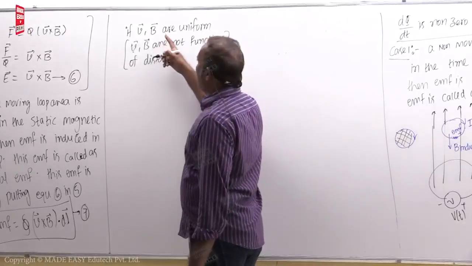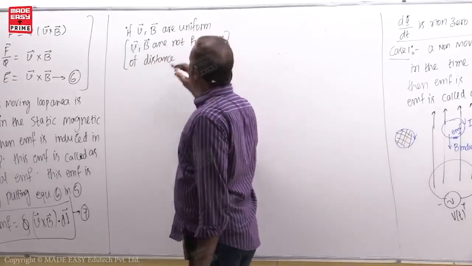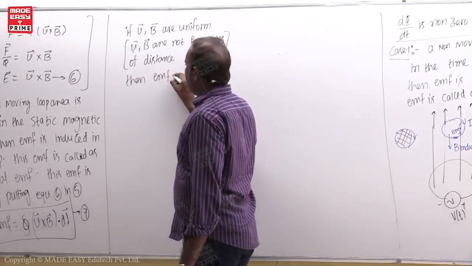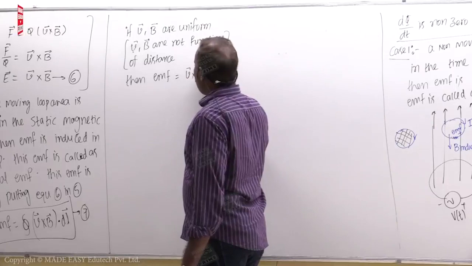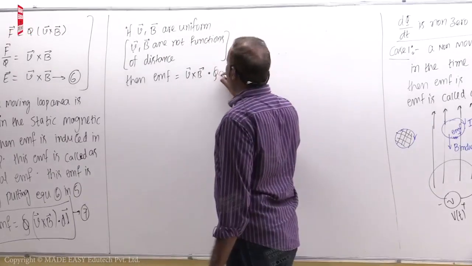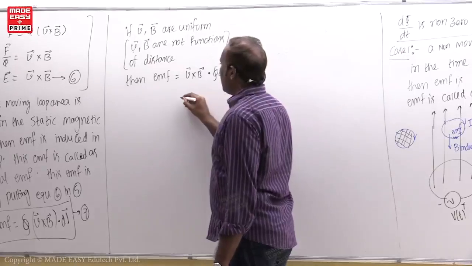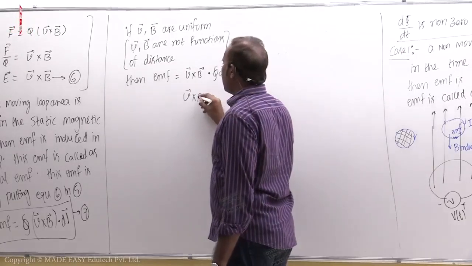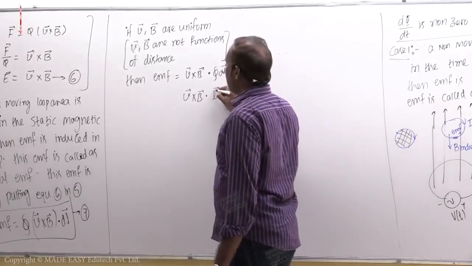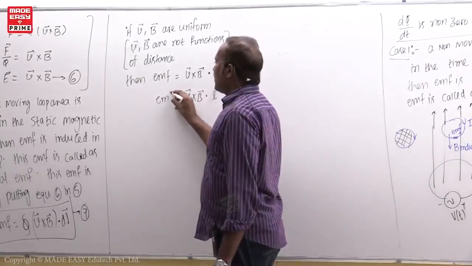So if V bar, B bar are uniform, then V bar cross B bar comes outside the integral. So single integral dl bar, that is nothing but V bar cross B bar dot the integral of dl bar, which is nothing but L bar. So EMF.